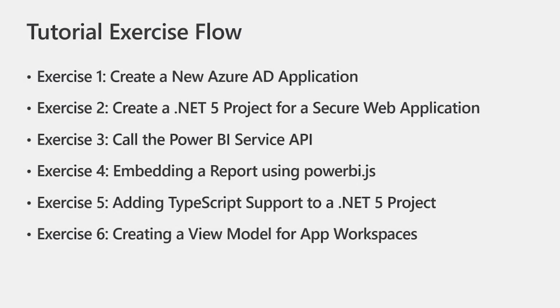Okay, now in the exercise flow, in exercise 1, we're going to create a new Azure AD application. In exercise 2, we're going to create a new developer project. We're going to use .NET 5 and create an application, and what's kind of neat is that we're going to generate an application that already has code built into it to authenticate the user. Then we're going to move through the steps of calling the Power BI Service API, working on the client side and embedding the report with JavaScript. In exercise 5, we're going to move from JavaScript to TypeScript, so now we can get strongly typed programming on the client side. And then in exercise 6, we'll do something more sophisticated with a view model.